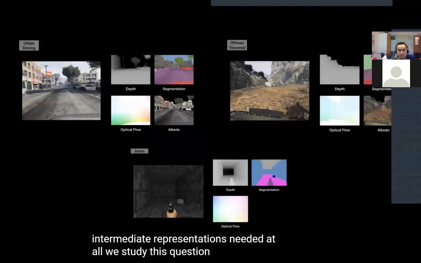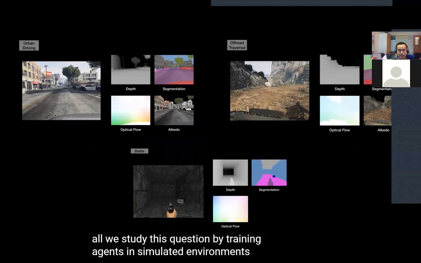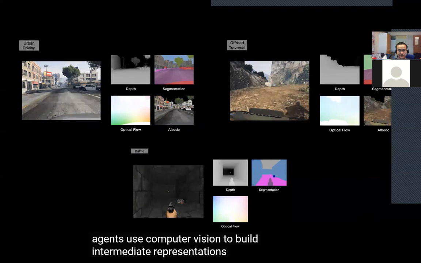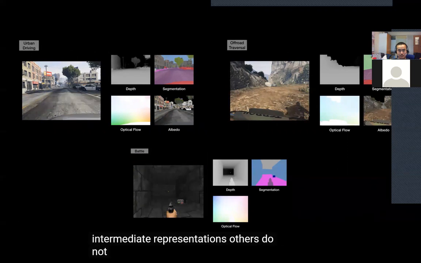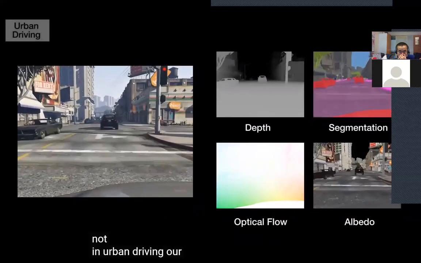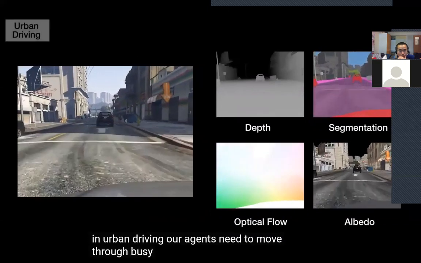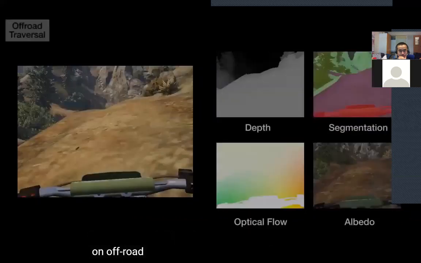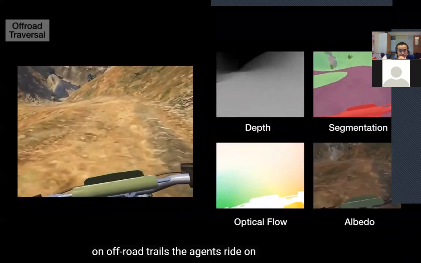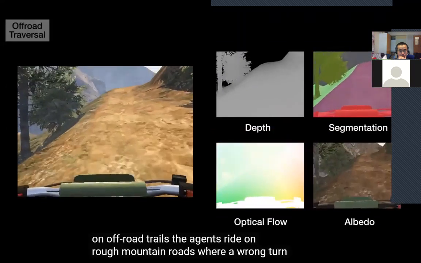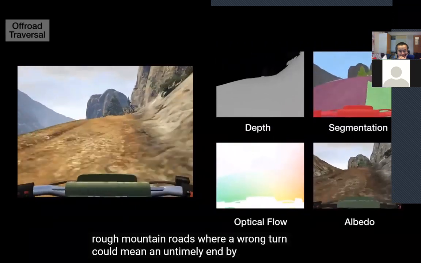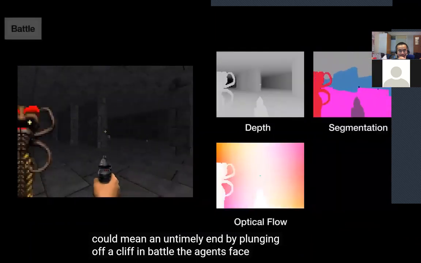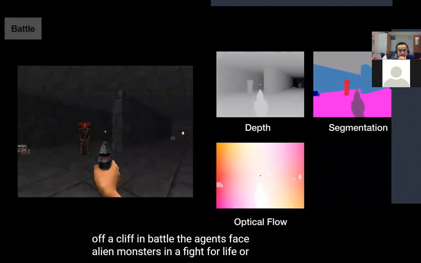We study this question by training agents in simulated environments. Some agents use computer vision to build intermediate representations. Others do not. In urban driving, our agents need to move through busy city streets to reach their goal. On off-road trails, the agents ride on rough mountain roads where a wrong turn can mean an untimely end by plunging off a cliff. In battle, the agents face alien monsters in a fight for life or death.